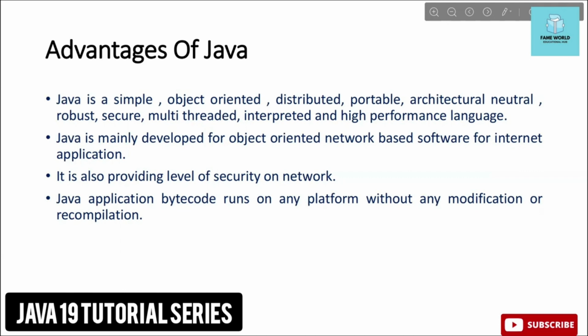It is an architectural neutral language. It is robust and secure and multi-threaded. So there is a concept of multi-threading in Java. We will be discussing it in very detail. And interpreted language means the interpreter is used.